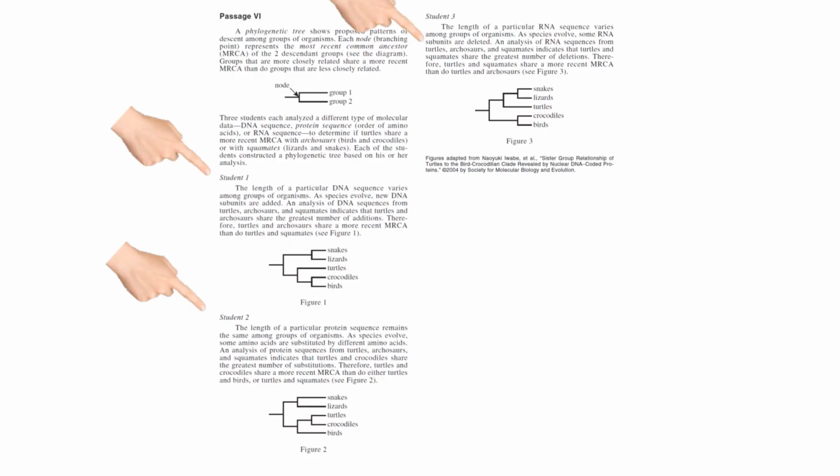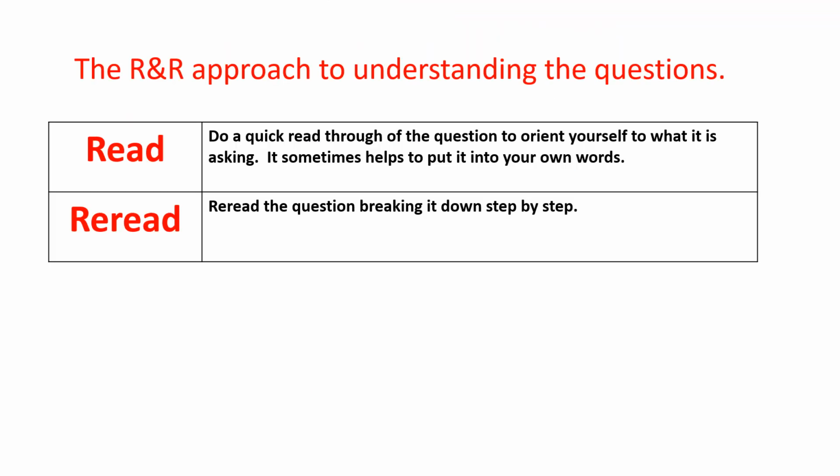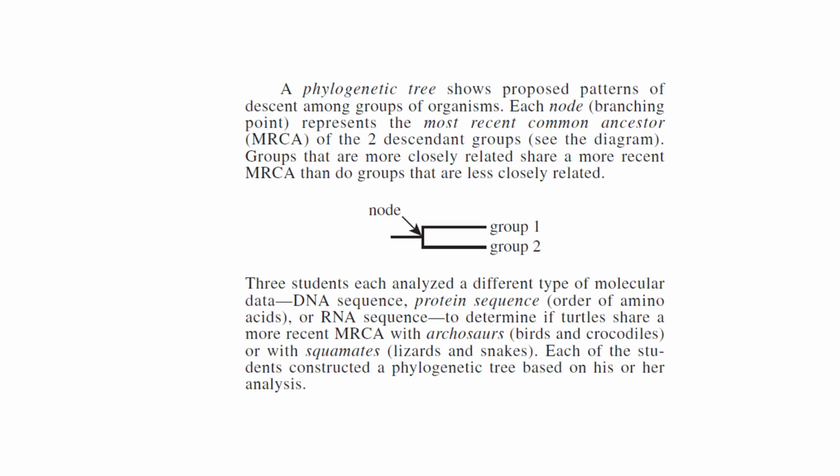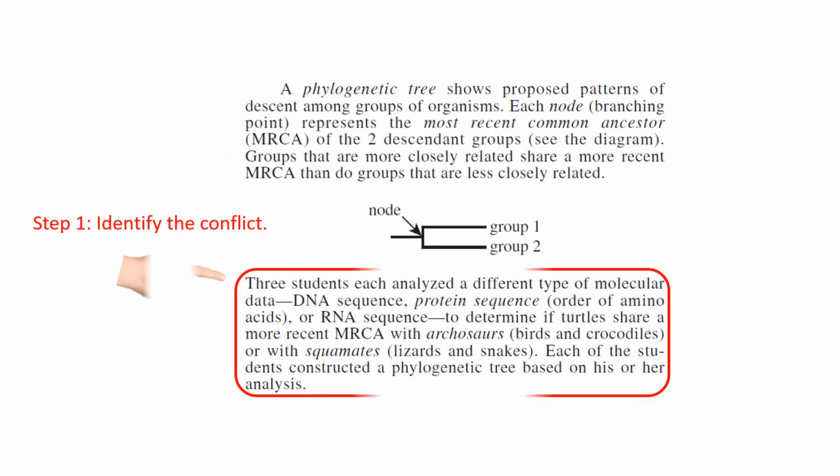We know it's conflicts because it says student 1, student 2, student 3. We'll usually say student or scientist, sometimes hypothesis or method. We're going to use our R and R approach: read the question, then reread, breaking it down step by step. You might want to skim the introduction, but the main thing you're looking for is what's the conflict, and that's going to be the last paragraph, the first of the introduction, generally.